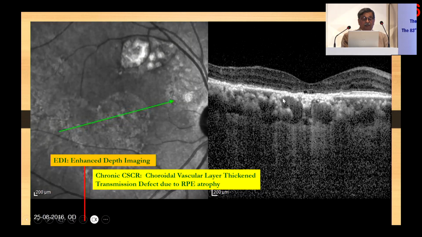And here, the other thing that you see, if you do what is called enhanced depth imaging, you can see that the choroidal thickness has increased. So the presence of increased choroidal thickness virtually confirms that when you have this with a neurosensory detachment, you're dealing with a CSR and not with an AMD lesion.